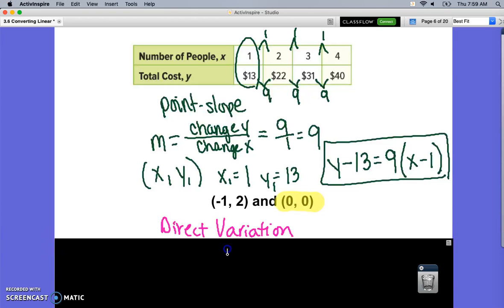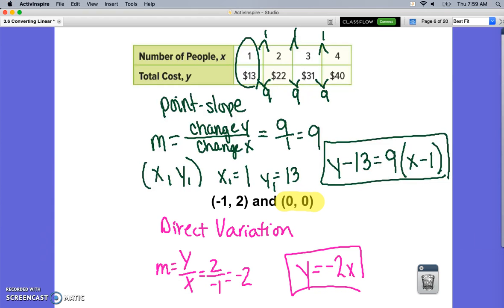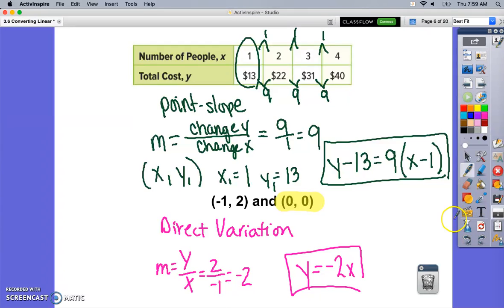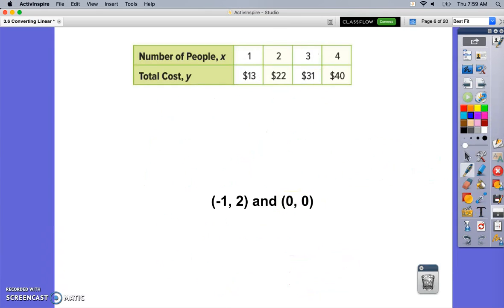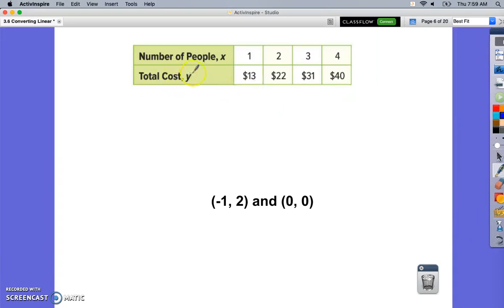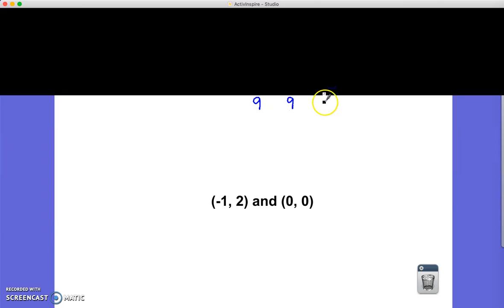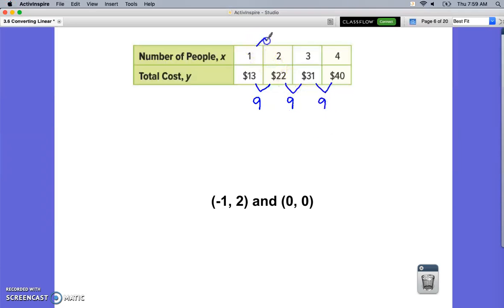Okay, if I have a table, I'm going to first find the slope from the table. Remember, the slope is the change of the y, so 13 to 22, I'm adding 9. 22 to 31, I'm adding 9. 31 to 40, I'm adding 9. Here I'm going up only by 1.